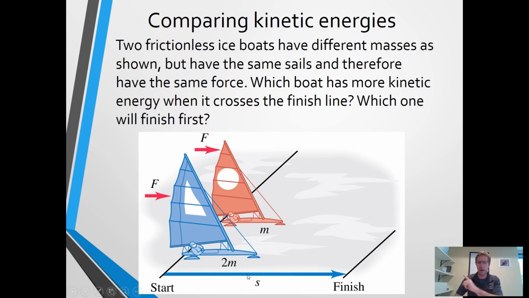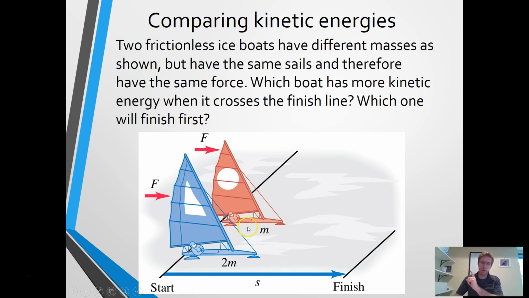And if they start at rest with zero velocity, they have zero kinetic energy when they start, they both end with the same kinetic energy. That seems weird though. What's the deal? Then what's with the different masses? Well, something will be affected, right? I asked you also which one will finish first. And that's where the mass comes in, right?